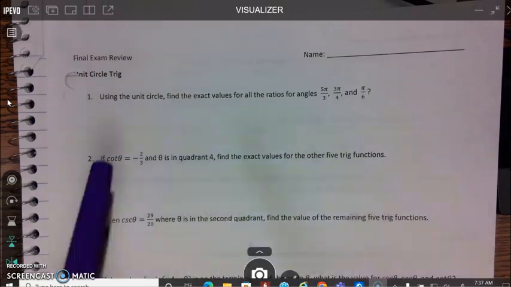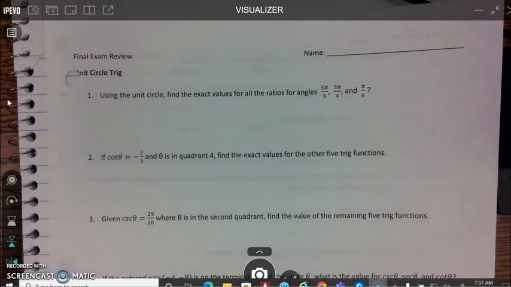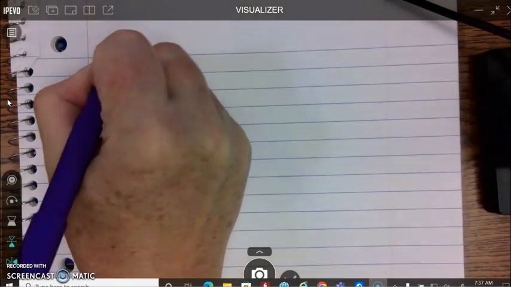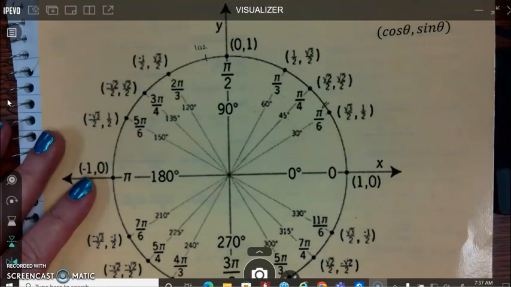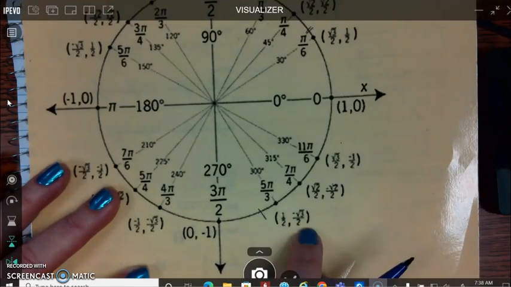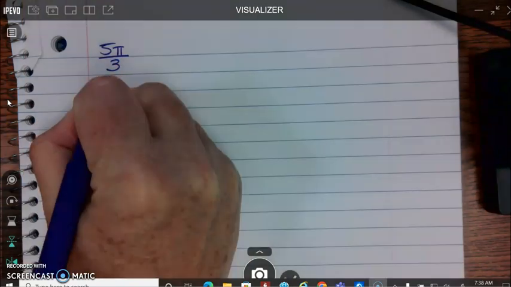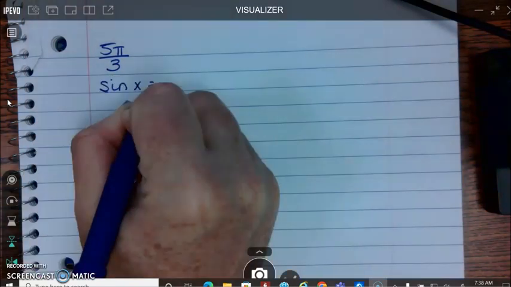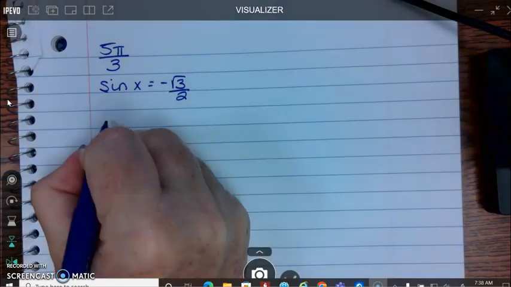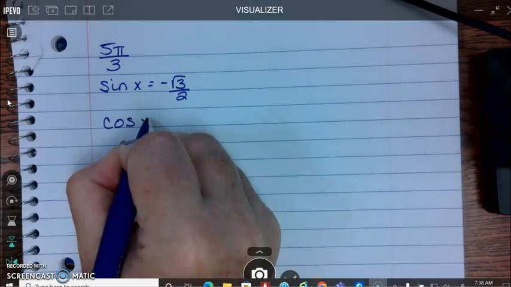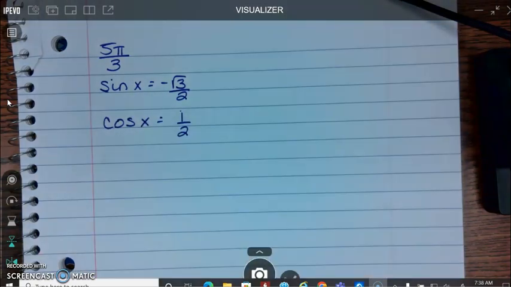So here we go. Find the exact values of 5 pi over 3, 3 pi over 4, and pi over 6. So let me grab some paper. Let's do the 5 pi over 3 section. As y'all know, hopefully, cosine is first, sine is second. So sine is going to be negative square root 3 over 2. Cosine will be 1/2.